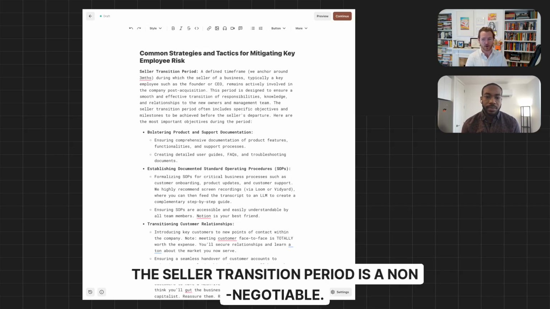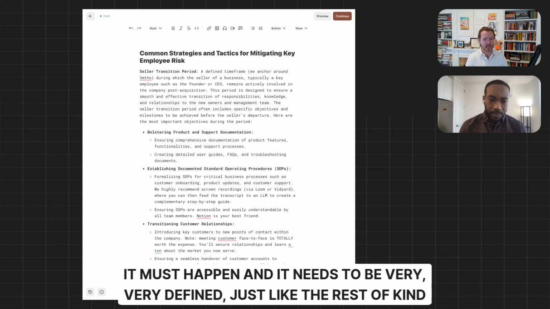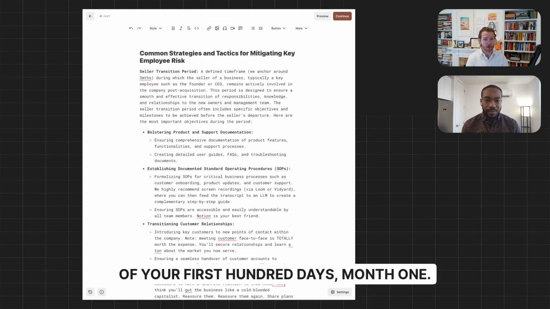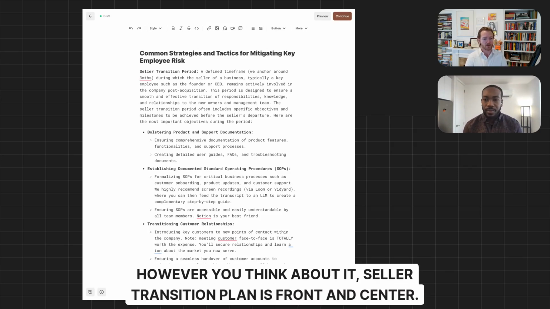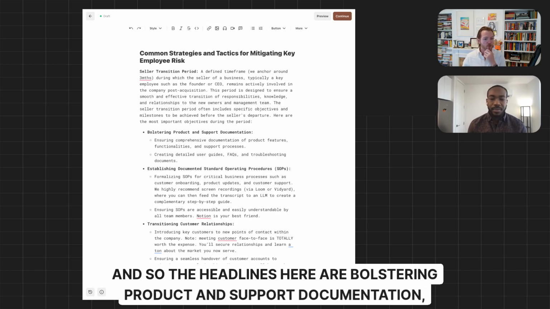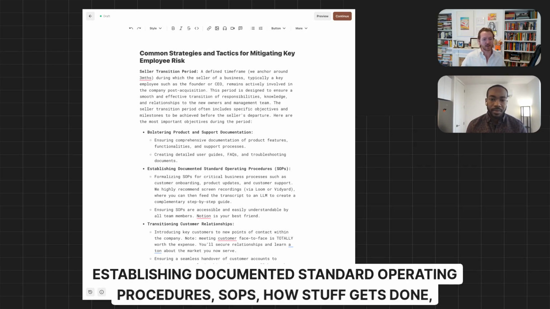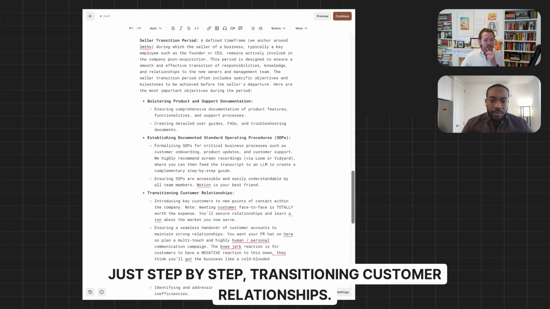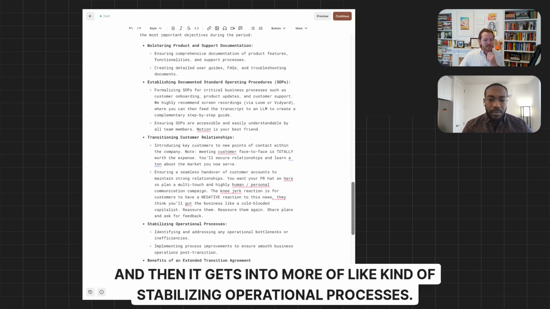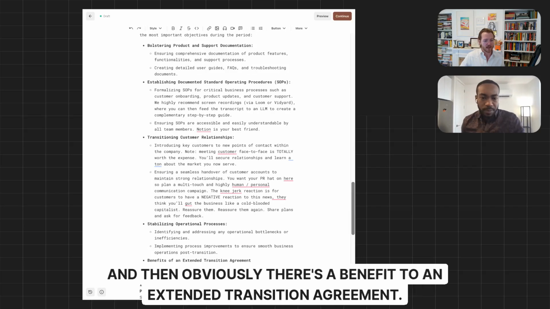The seller transition period is a non-negotiable. It must happen, and it needs to be very, very defined, just like the rest of your first 100 days, month 1, however you think about it. Seller transition plan is front and center. And so the headlines here are bolstering product and support documentation, establishing documented standard operating procedures, SOPs, how stuff gets done, just step by step, transitioning customer relationships, and then it gets into more of stabilizing operational processes. And then obviously there's a benefit to an extended transition agreement.